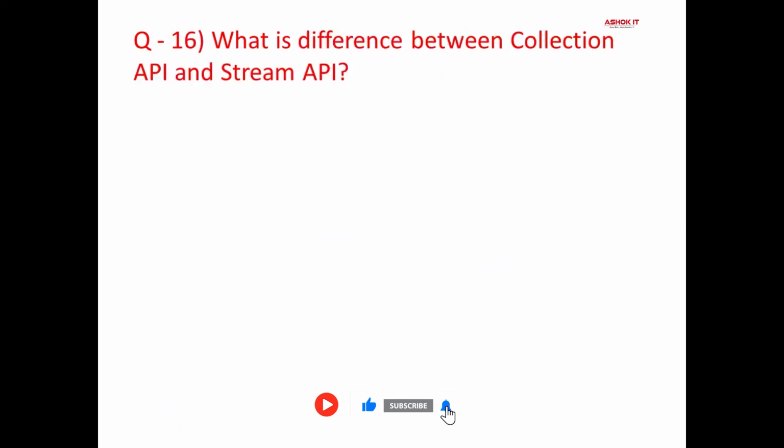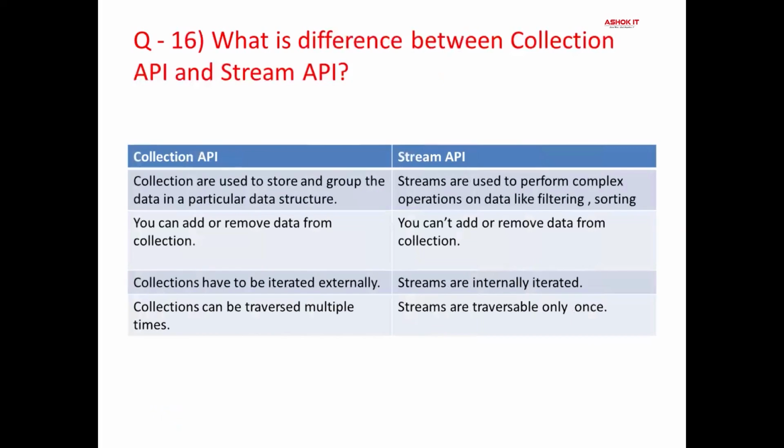Question number 16. What is the difference between Collection API and Stream API? Most important question. Collections are used to store and group the data in a particular data structure. It can be an ArrayList, or it can be a LinkedList, right? Different data structures are used internally. Whereas Stream API is used to perform complex operations on the data, like filtering, sorting, and mapping. These kinds of operations can be performed on that data.